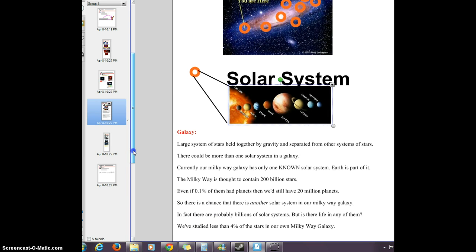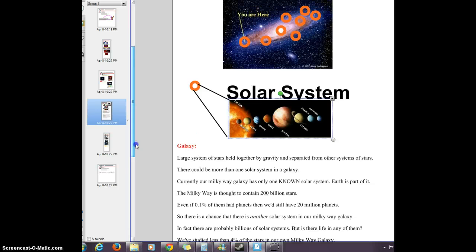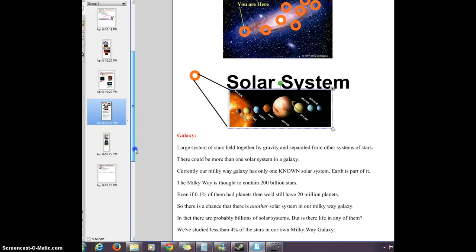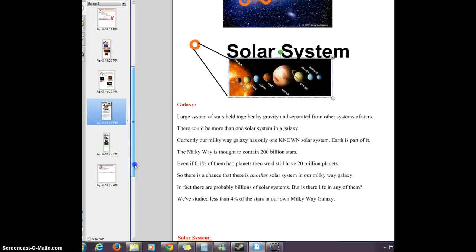And here's an interesting fact. We've studied less than 4% of the stars in our Milky Way galaxy. There are so many that need to be studied and discovered.